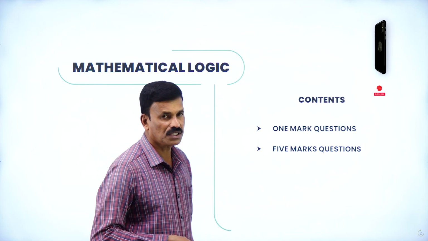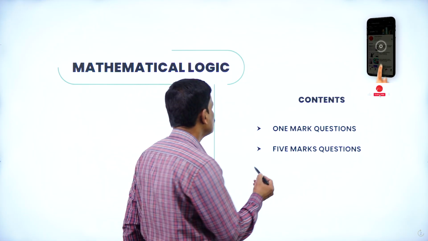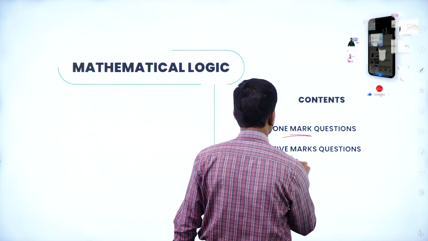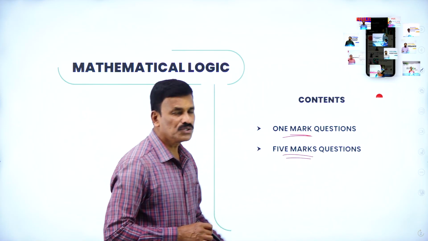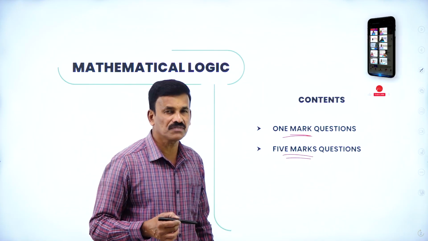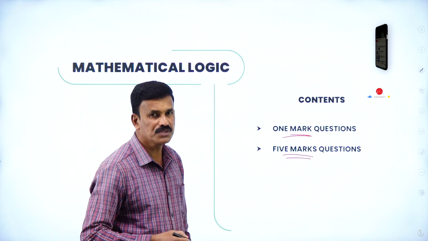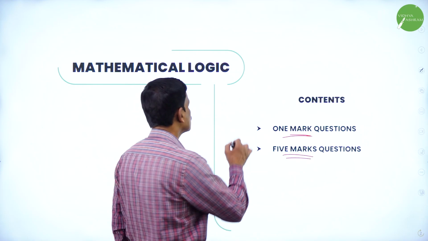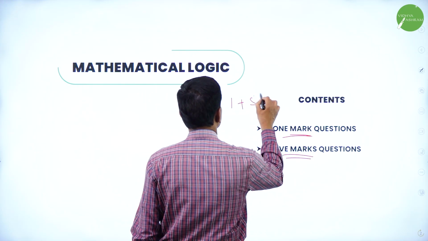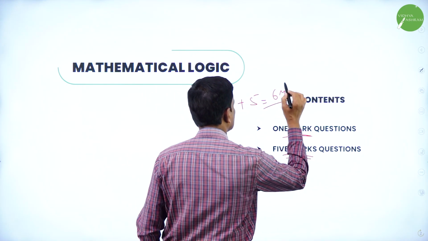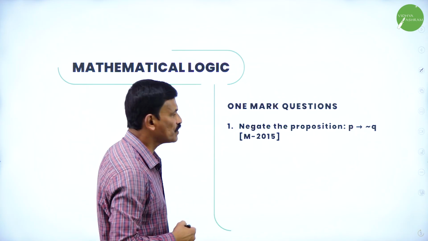In this chapter, you are going to get one MCQ question, that is 1 mark 1 question, and one 5 marks question. Usually the 5 marks question is the construction of the truth table, and the 1 mark question is a simple problem from the MCQ part. So 1 mark plus 1 mark plus 5 marks, totally 6 marks is the weightage for this chapter. Now move on to the first question.